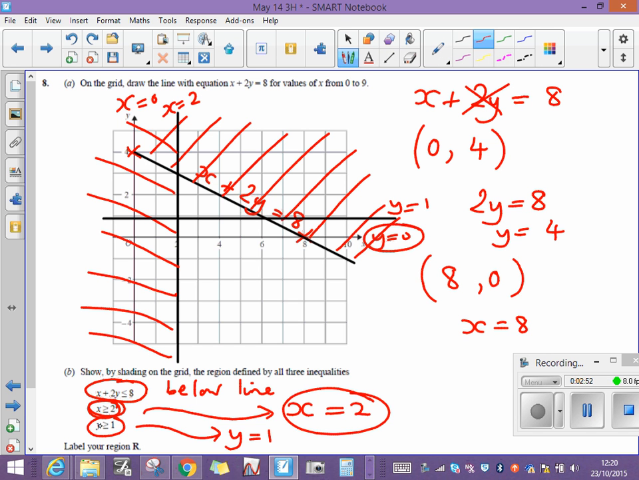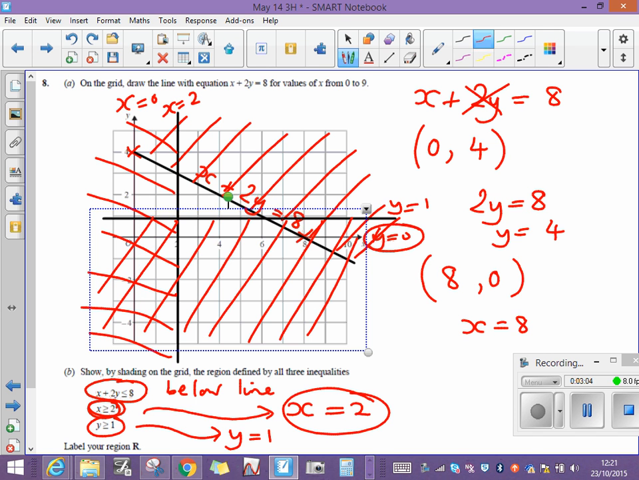We want the side where y is greater than or equal to 1. So we want the area above the line. So we're going to shade the part below the line, so down here. So just shade everything out, the whole graph. Now that leaves an unshaded area, which is here. And that unshaded area is my required region, which I'm going to label R.